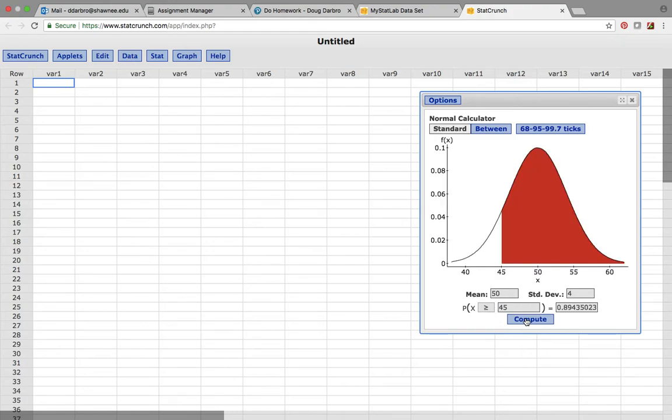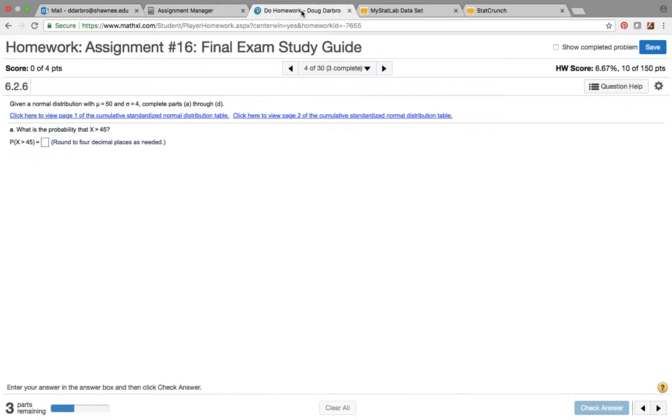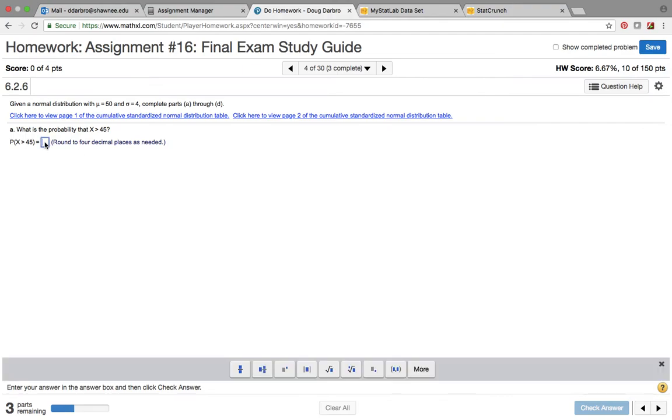So I don't know how far we're supposed to go out. I'm going to write it out to 4 places. 0.89435. I'll just go out to 5 places just to be sure. So it wants us to go to 4 places. So I'm going to go 0.89435. That's not cool.